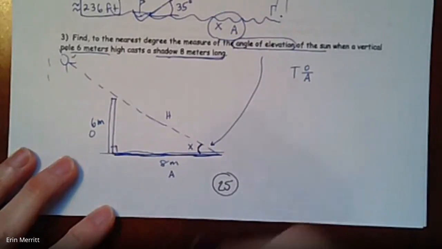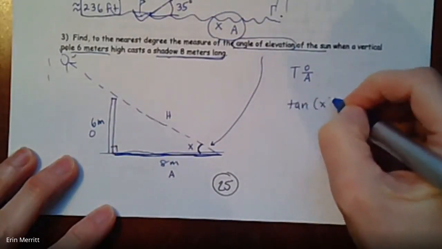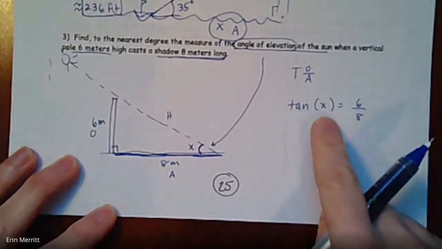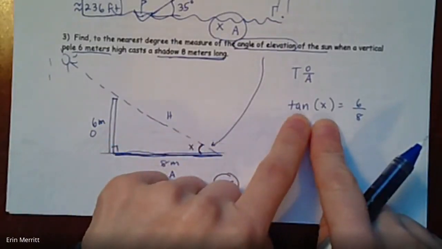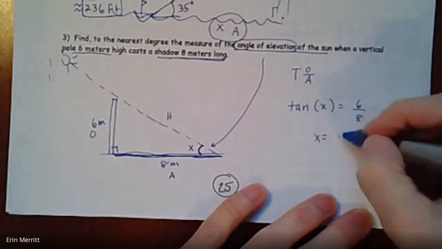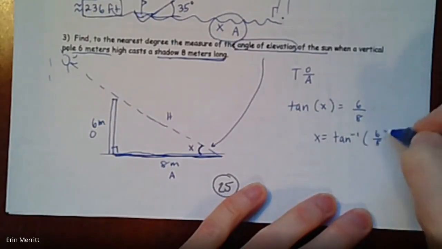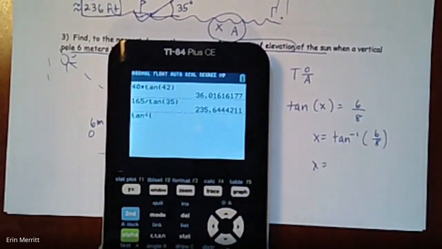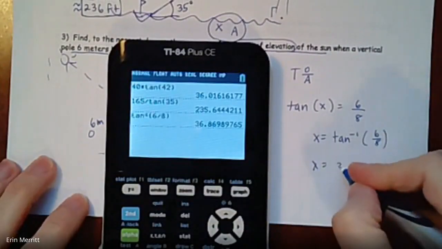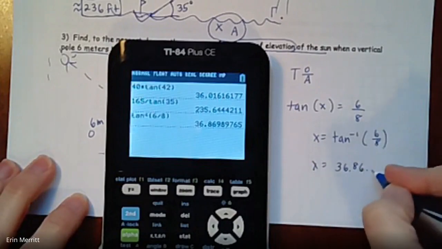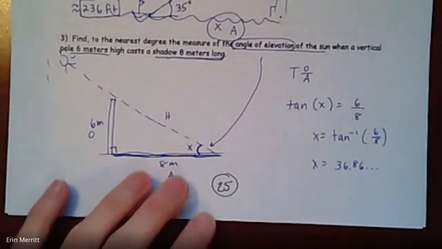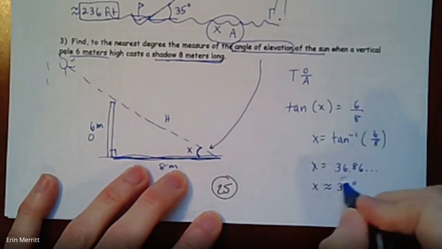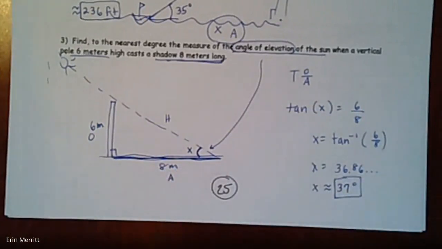Remember I said we were going to use a lot of tangent? Set it up. So tangent of x this time equals 6 over 8. Now, since we don't have what we're taking the tangent of, we have to get rid of the tangent by using inverse tangent. So if we take the inverse tangent of both sides, grab your calculator, that's going to be second tangent, 6 over 8. And we get 36.86 and so on. So it says to the nearest degree. So that would be roughly 37 degrees for my angle of elevation there.